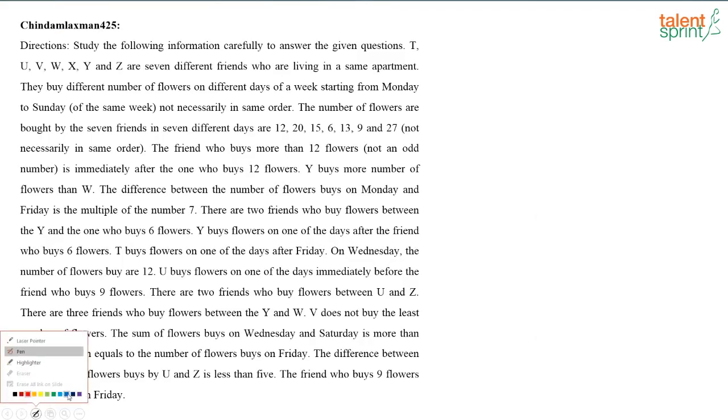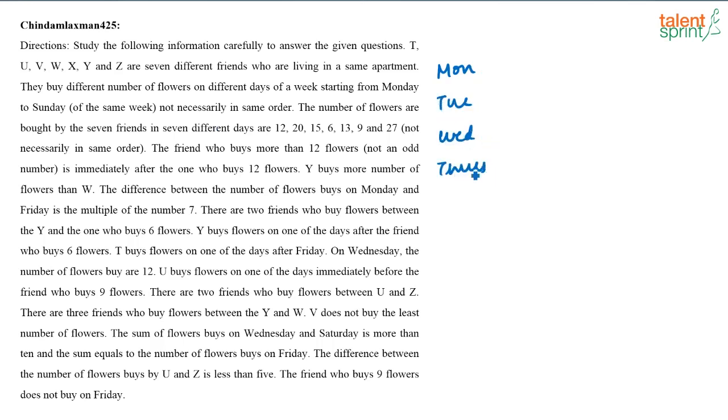We will read the question and note down the information as we read it. So what is given here? You have days starting from Monday to Sunday: Monday, Tuesday, Wednesday, Thursday, Friday, Saturday and Sunday, and you have 7 persons, and they have given the number of flowers that is being bought. Now, what does the first line say? The friend who buys more than 12 flowers is immediately after the one who buys 12 flowers.